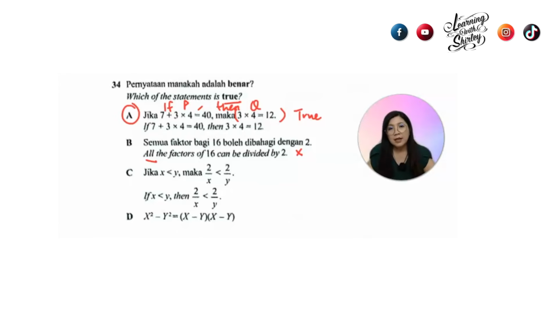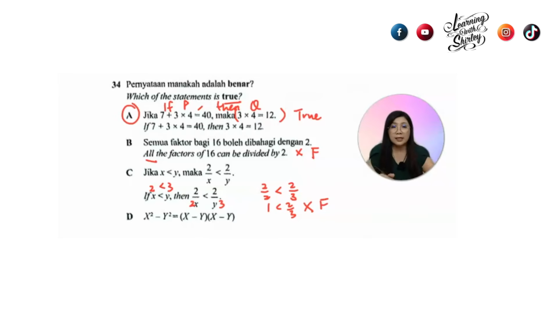Next, if x is less than y, then 2 over x is less than 2 over y. Let's say our x is 2, so 2 is less than 3. I'm going to substitute 2 inside here, and then 3 is here. So 2 over 2 is less than 2 over 3. Is this true? This is 1 is less than 2 over 3. So 1 is 3 over 3, so it's definitely more than 2 over 3, right? So this is false. So we have B false and we have C also false.